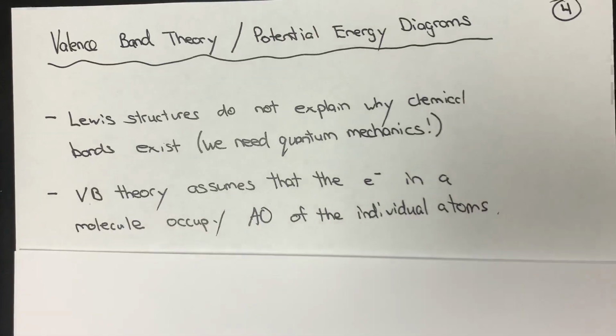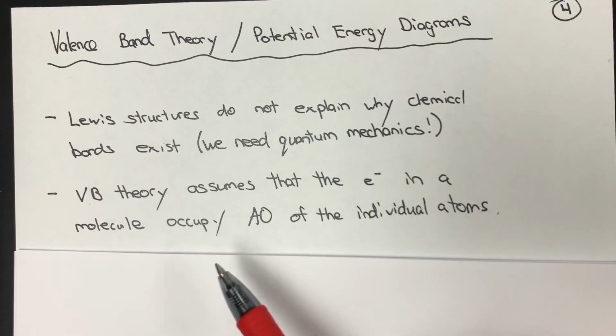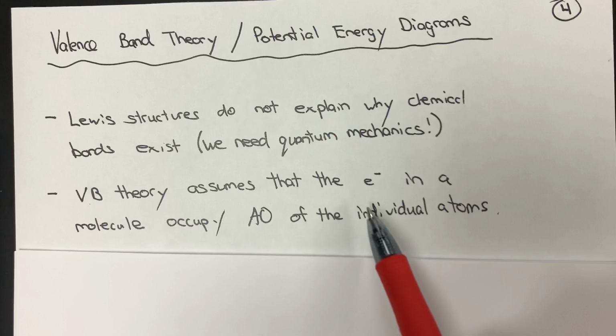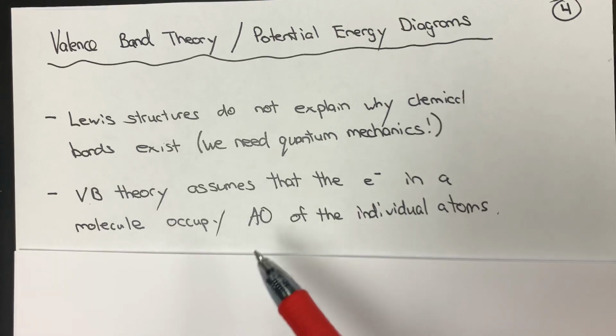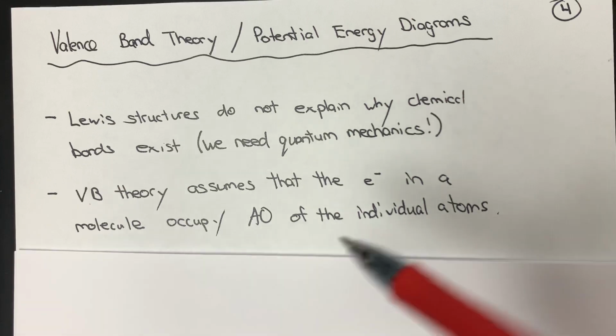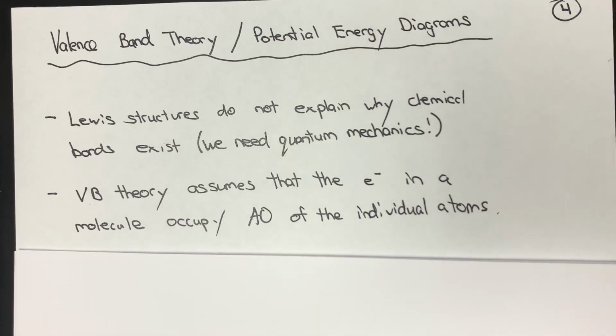Valence bond theory, okay, a theory, one of several we're going to use this year, assumes that electrons in a molecule occupy atomic orbitals of the individual atoms. So when we say atomic orbitals, we're talking about s, p, d, and f. This is in contrast to what we'll see in a few days, talking about hybridized orbitals, and we will touch upon the concept of molecular orbital theory, okay? But for now, we're going to focus strictly on valence bond theory.